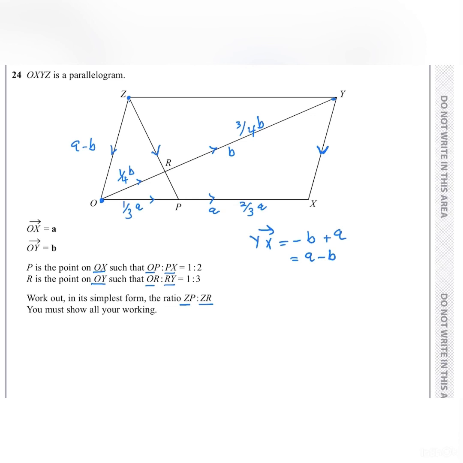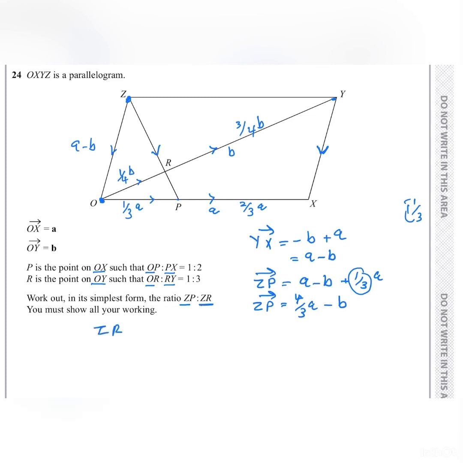And now we can go from Z to P. So Z to P would be going from Z to O, which is A minus B, and then going from O to P, which would be plus 1/3 A. Now, if I simplify that, Z to P would be A plus 1/3 A, that's 1 and 1/3 A. So 1 and 1/3 A is 4/3 A, since 3 times 1 is 3, plus 1 is 4, and minus B.